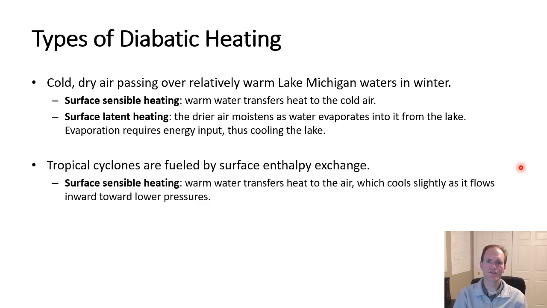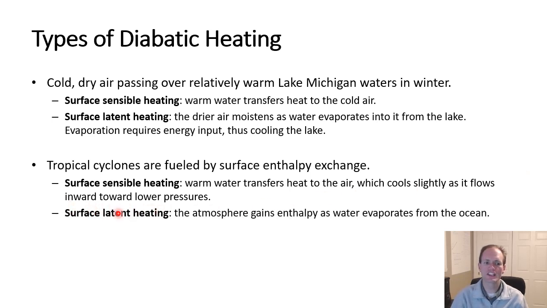So again, we have a surface sensible heating manifest in terms of surface sensible warming. As air passes just above the water's surface, going in toward lower pressure near the center of the storm, it actually cools slightly as it goes up in a pressure sense towards slightly cooler temperatures. So this warm water transfers heat to the air to ensure that it remains relatively warm even as it goes toward lower pressure as it comes in toward the center of the storm.